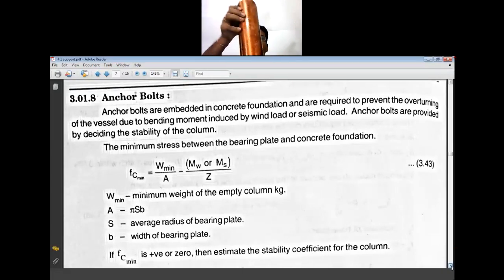Then the calculation of the skirt bearing plate, that is the FC, which is equal to the summation of WA plus MW or MS, whichever is the higher value, upon the Z. Then the stress on the bearing plate is calculated as F, which is equal to 6 M maximum upon B into TB square, where TB is the thickness of the bearing plate that is to be calculated.